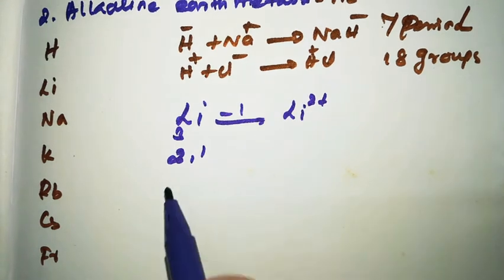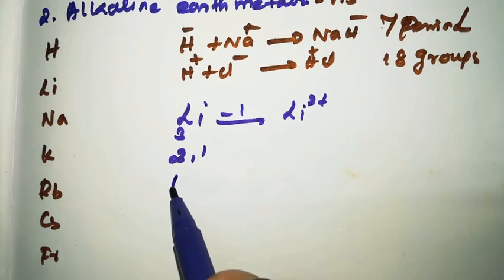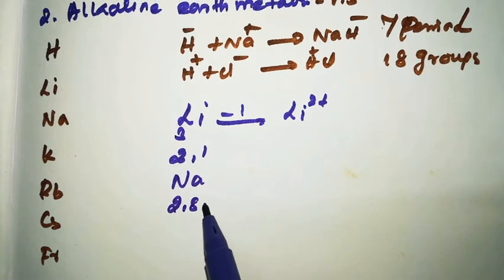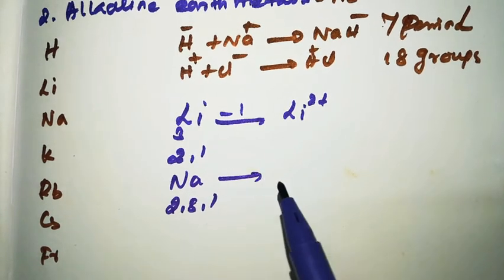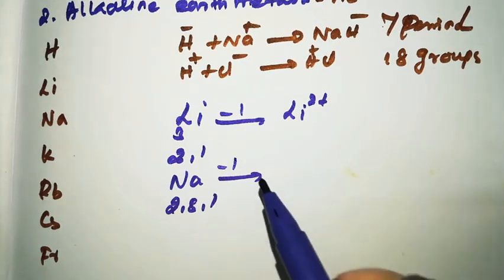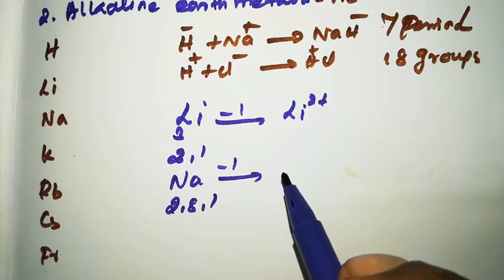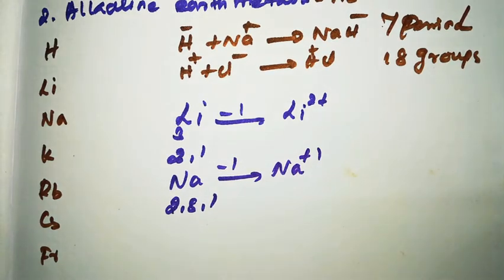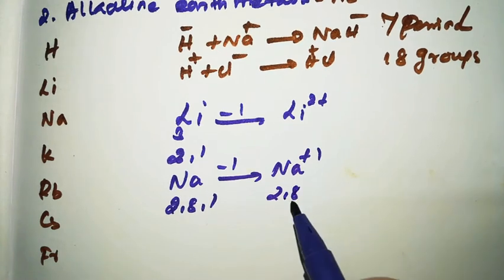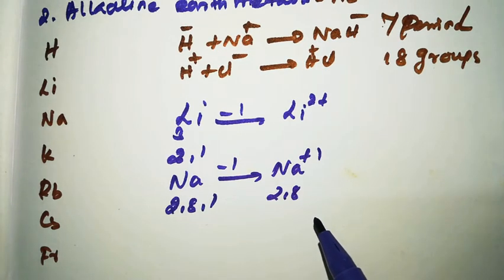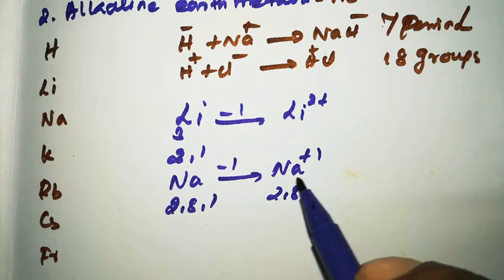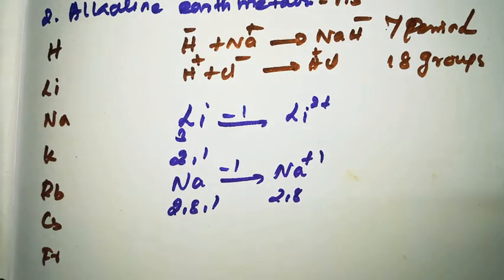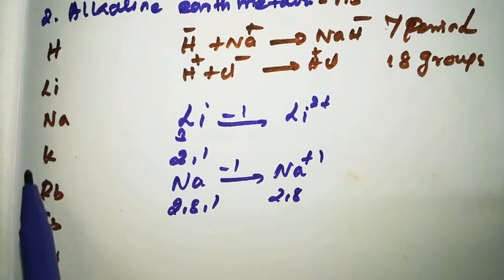Similarly for sodium. Sodium's atomic number is 11, and the shell configuration is 2, 8, 1. One electron can be lost from the valence shell, giving Na plus with configuration 2, 8. The outer shell having 8 electrons is very stable. So all the first group elements lose 1 electron from the valence shell. So this is monovalency.